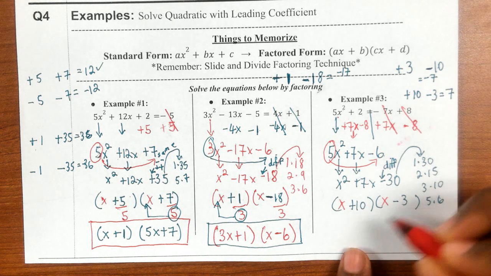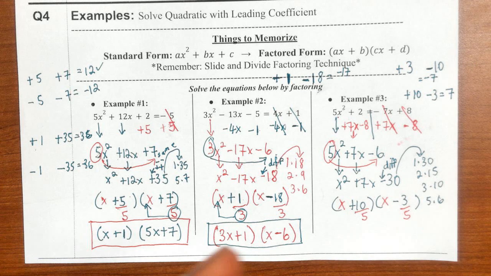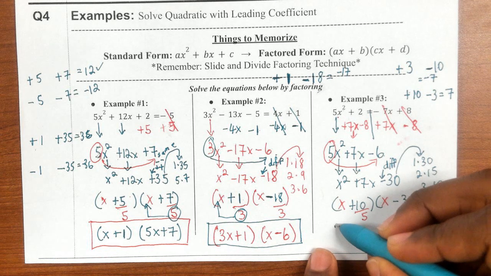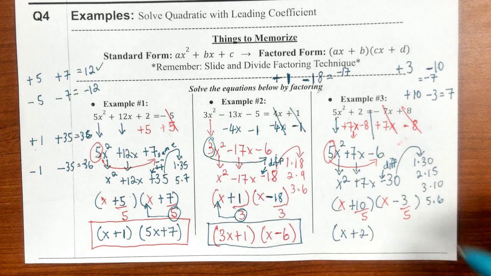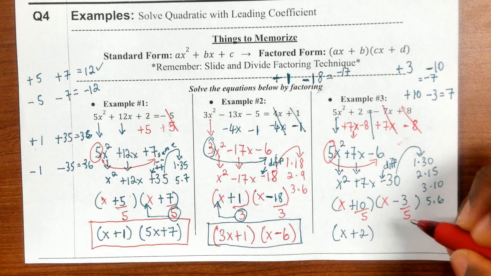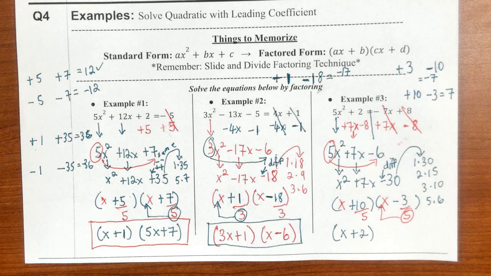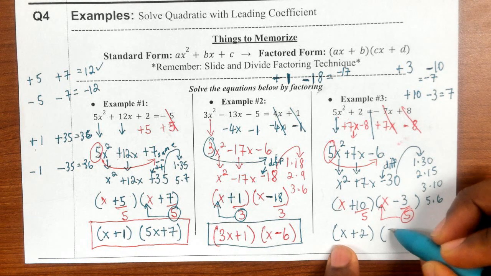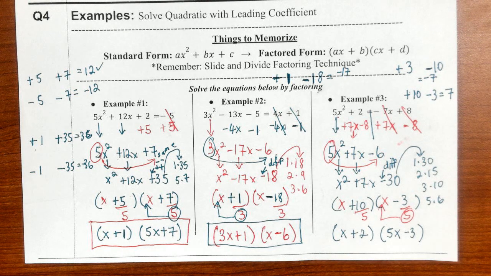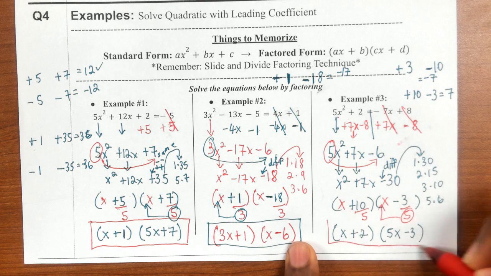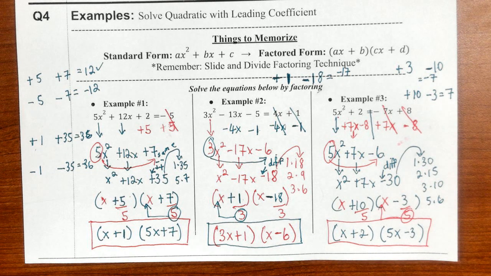Now I'm going to divide both of these by 5. When I divide this by 5, I will get 2. Can I divide negative 3 by 5? No. So I'm going to take the 5 and put it in front of the x. This will now become 5x minus 3. And again, just like that. So good luck on those questions, guys. Good luck.